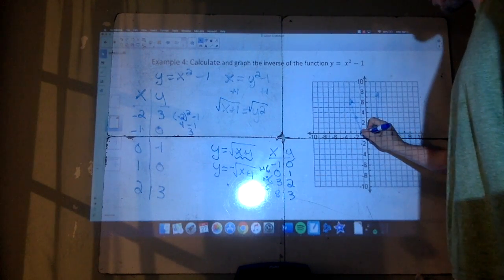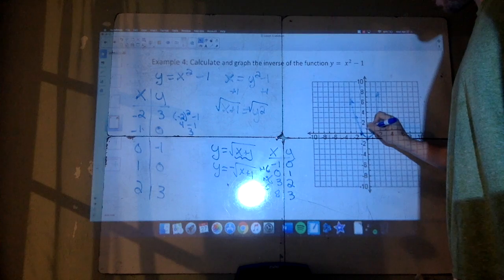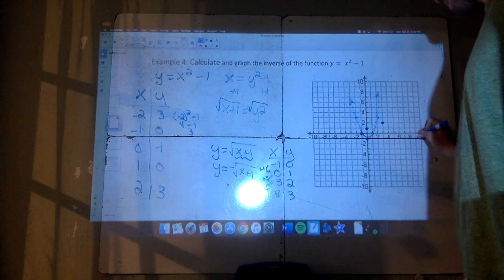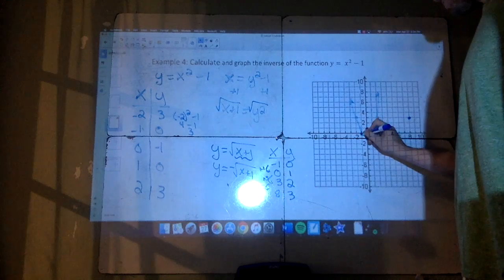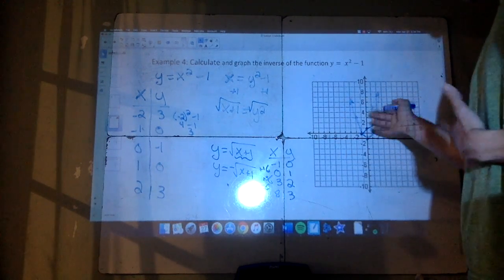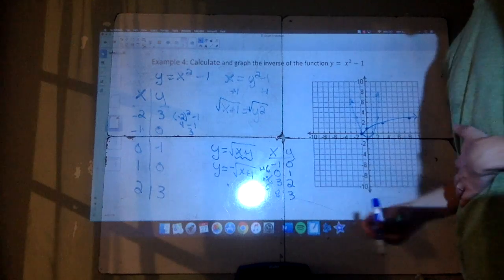-1, 0, 0, 1, 3, 2, 8, 3. So you can see that that's only half of the inverse. That's why we also need this negative here.